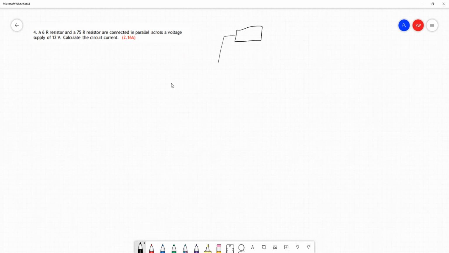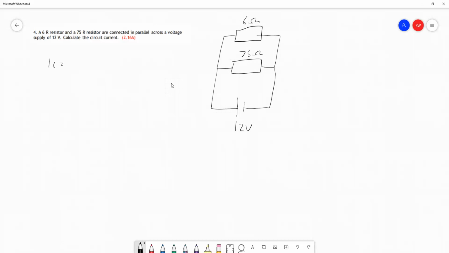We've got 2 resistors that are in parallel, and they're connected to a supply voltage. We're given values for all of these. So our supply voltage is 12 volts. We have a 6 ohm resistor and a 75 ohm resistor, and we're asked to find the circuit current. Now, having done the previous examples, you probably remember that in each case we found the circuit current by taking our supply voltage and dividing it by the total resistance. But we don't have the total resistance yet, although we do have the supply voltage, it's 12. So we're going to begin by finding the total resistance.